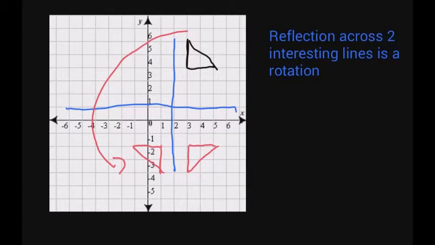Now my intersecting lines there were perpendicular, that's why it's a 180 degree rotation. If your lines were not perpendicular, you'd still have a rotation, it just wouldn't be a 180 rotation.